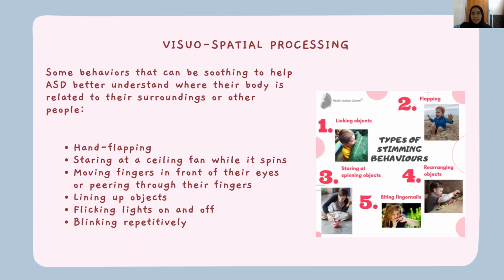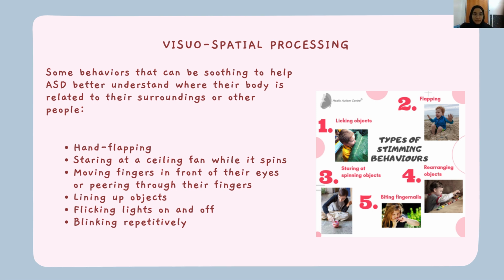Therefore, visual processing can impact someone with autism. Some behaviors can be soothing to help ASD better understand where their body is in relation to their surroundings or other people. For example, they will do things like hand flapping, like this, staring at the ceiling fan while it spins, moving fingers in front of their eyes like this, or peering through their fingers.